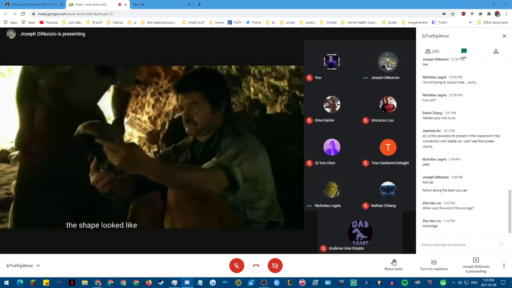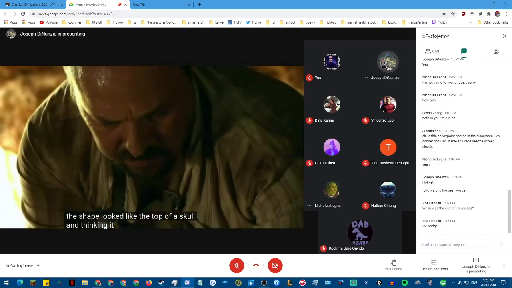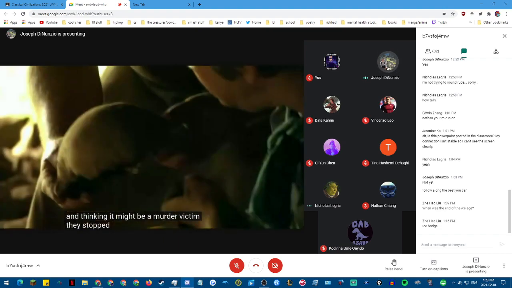The shape looked like the top of a skull, and thinking it might be a murder victim, they stopped work to show the foreman.